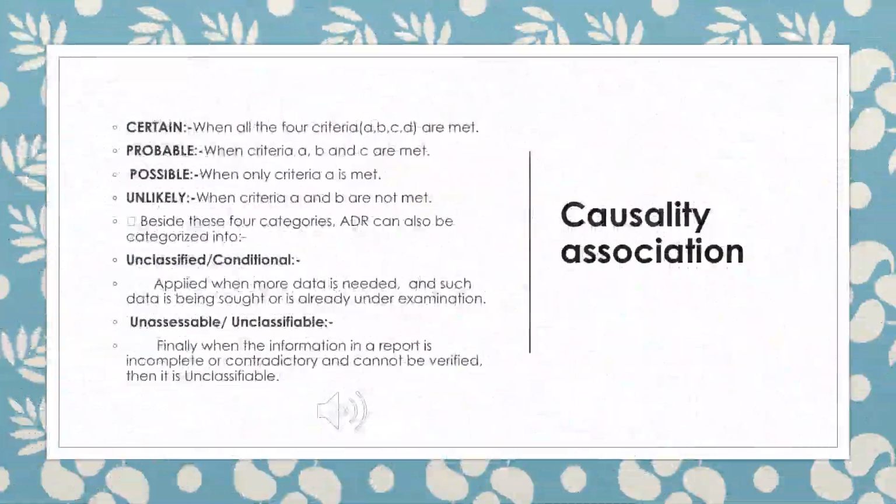So according to this method, the adverse events are classified into various types. The first one is certain. We have seen four different criteria according to WHO. If all the four criteria are met, then we term it as certain. If only the first three have been met, then we call it probable. If only the first criterion is met, we call it possible. And when criteria A and B are not met, we term it as unlikely.